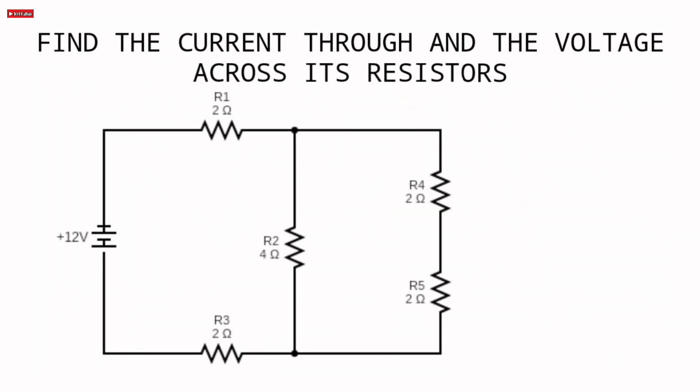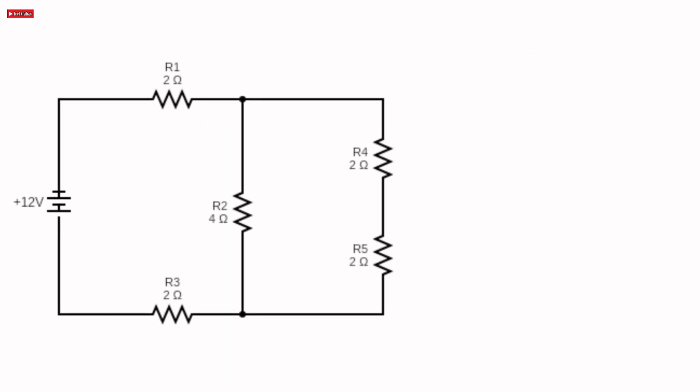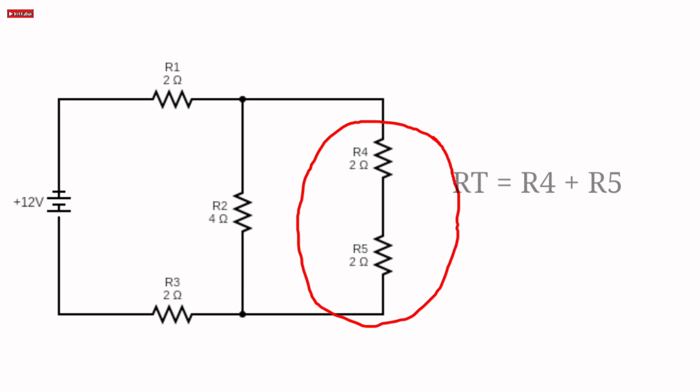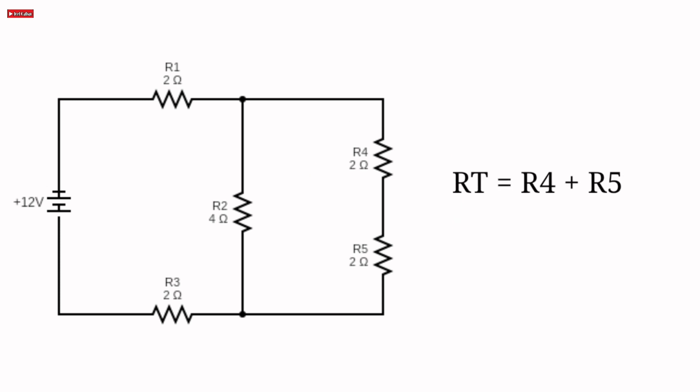So let us proceed to our question here. Find the current through and the voltage across each resistor. We are going to simplify first by calculating the equivalent resistance, or RT, of this circuit. By applying the tricks and techniques that we discussed in our last video, we first calculate R4 and R5 because the two are connected in series. With the formula of series, RT is equal to R1 plus R2. Just simply substitute and add the two resistors, which is equivalent to 4 ohms.